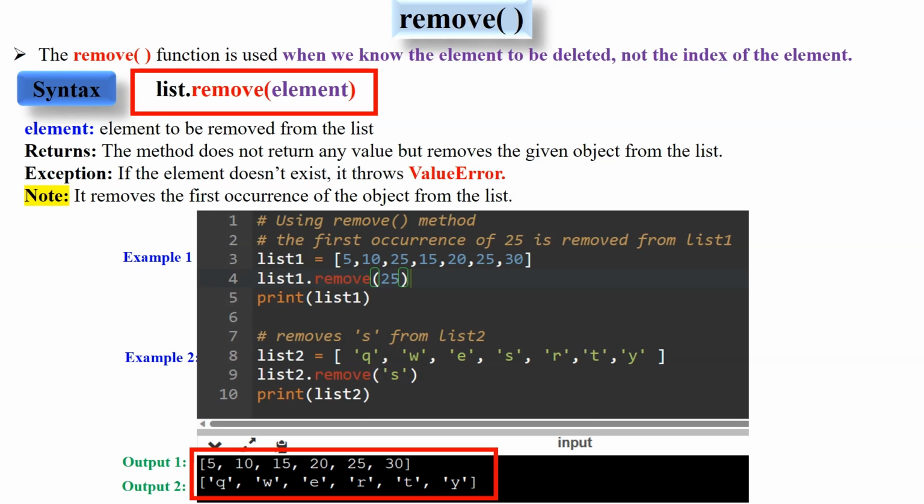Example 2. A new list called list2 is initialized with 7 elements: Q, W, E, S, R, T, and Y. In the second line, the remove method is called on list2 to remove the first occurrence of the value S. After removal, the updated list2 printed is Q, W, E, R, T, Y. You can check the output on the console.